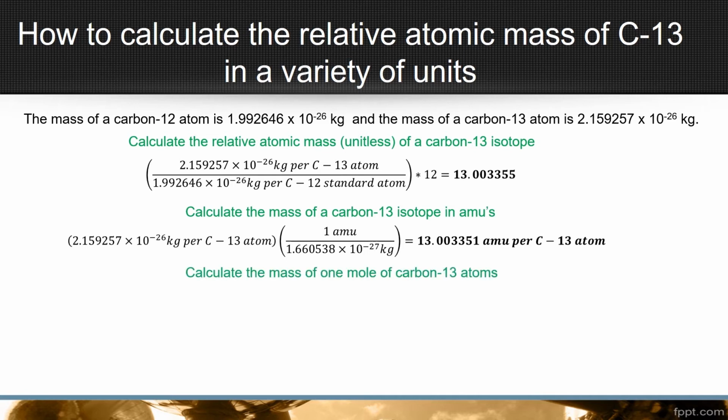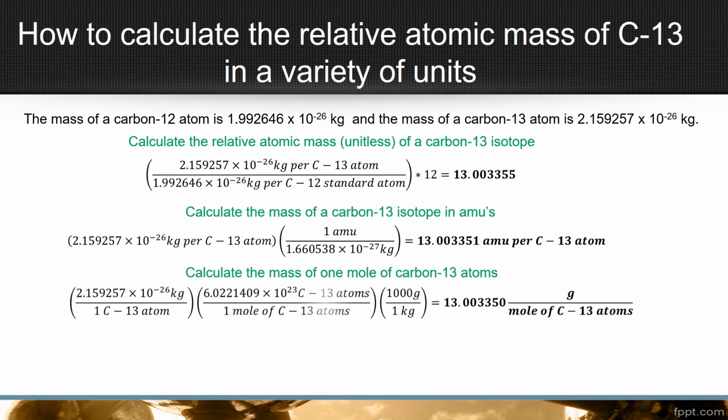Now, let's calculate the mass of 1 mole of carbon-13 atoms. If we take the mass of a single carbon-13 atom in kilograms and multiply it by Avogadro's number of carbon-13 atoms, which is 1 mole of carbon-13 atoms, and use the kilogram to gram conversion to get the final value in grams, we again get about the same value as the last two computations, but with a different set of units.